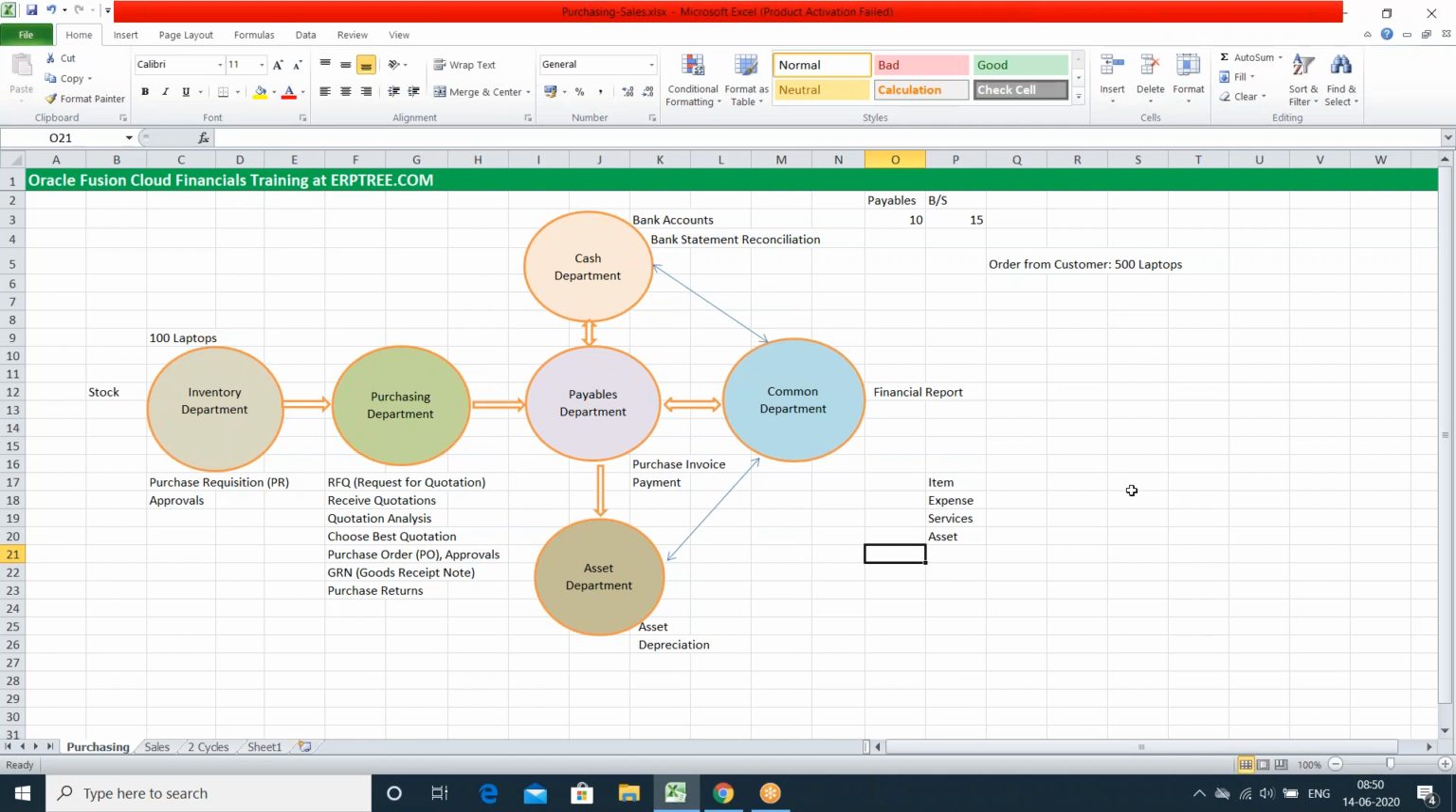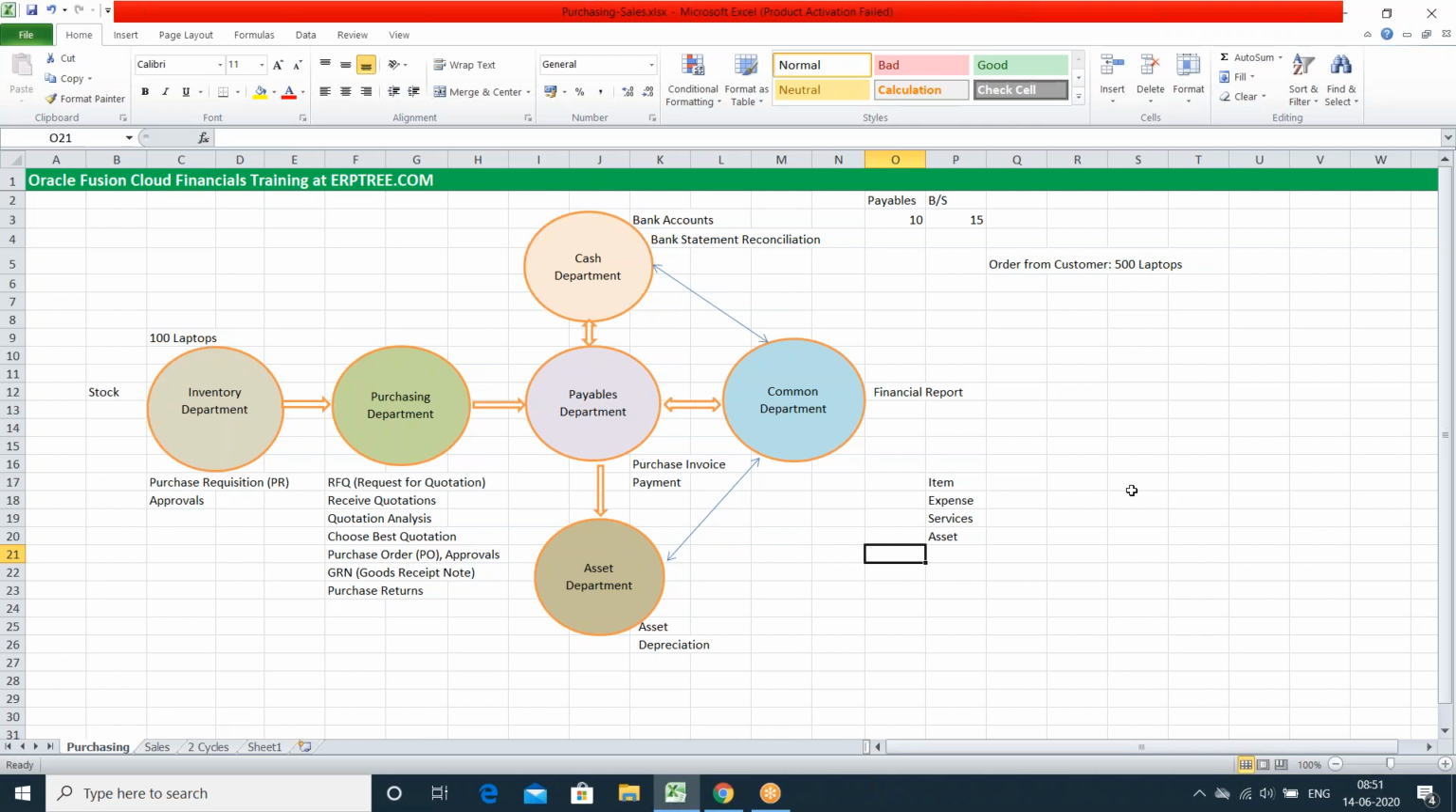The purchasing department shares the GRN information with the payables department. The payables department creates the purchase invoice based on the GRN information. If the purchase invoice is related to an asset purchase, the payables department should share the same information with the asset department. Based on that asset invoice, the asset department would create the asset in their books and calculate the depreciation as per the asset methods, etc.